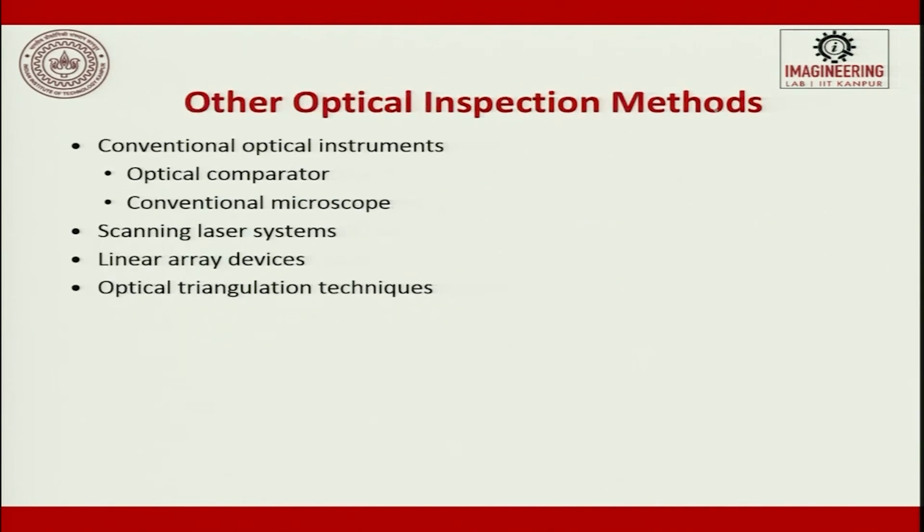The other optical imaging methods are conventional optical instruments like optical comparator, conventional microscope, scanning laser systems, linear array. Then the optical triangulation technique, which is used for measuring the distance between a moving object and a fixed object, is exhaustively used in mobile phone tracking. So, we can also use optical techniques to do that. Moving object and the distance between the objects, all these things can be done by the triangulation technique.